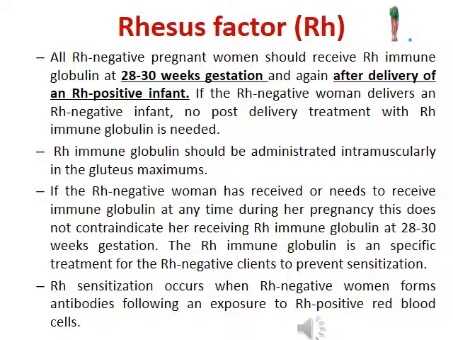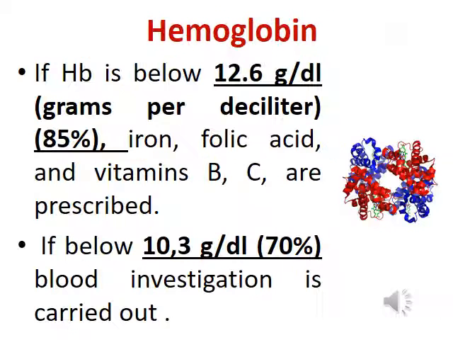The Rh immune globulin is a specific treatment for Rh-negative clients to prevent sensitization. Rh sensitization occurs when Rh-negative women form antibodies following an exposure to Rh-positive red blood cells.